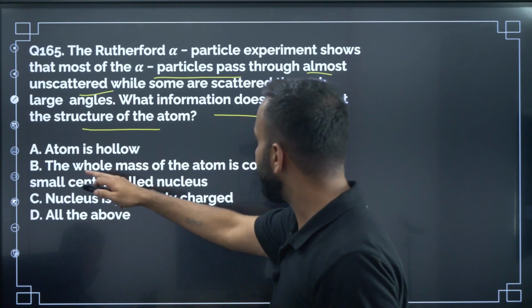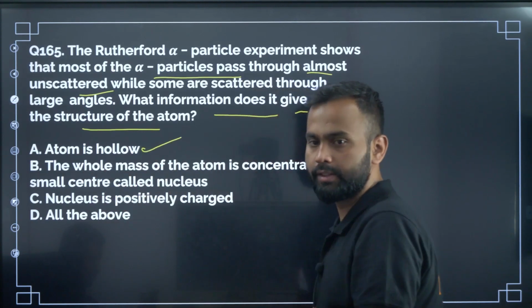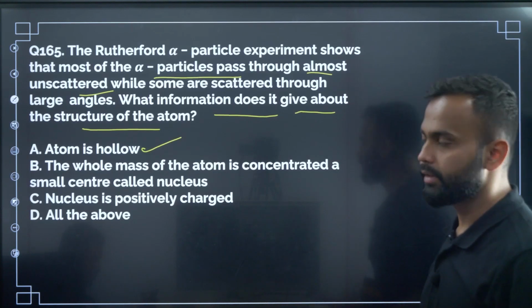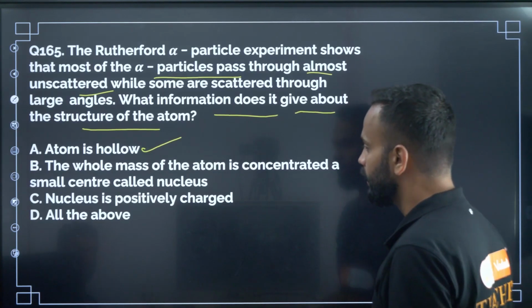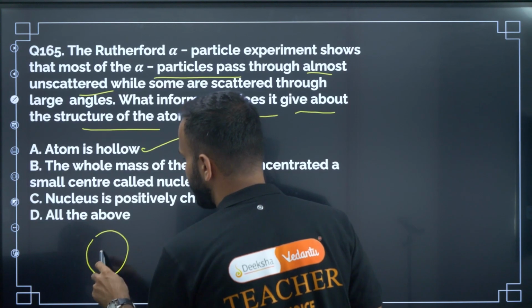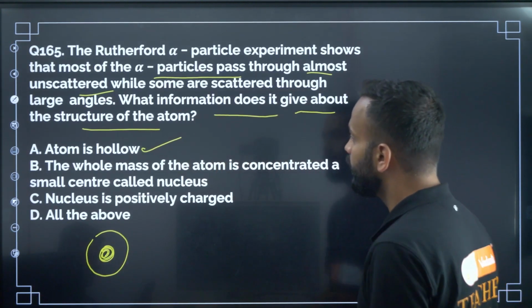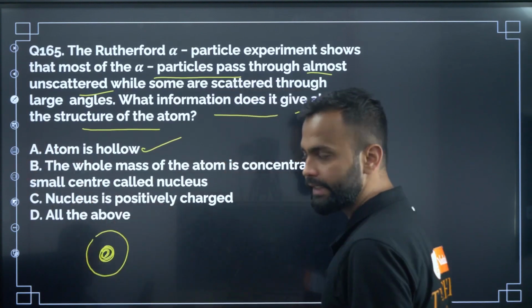Option 1 says the atom is hollow. Correct, right? Most of the alpha particles are unscattered, so this shows that the atom has a lot of empty space. So option A is correct.